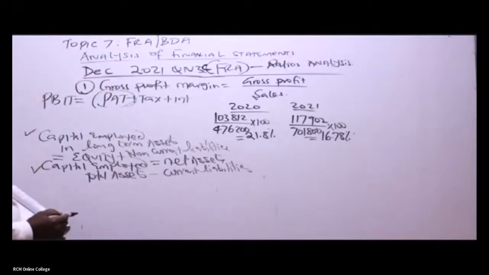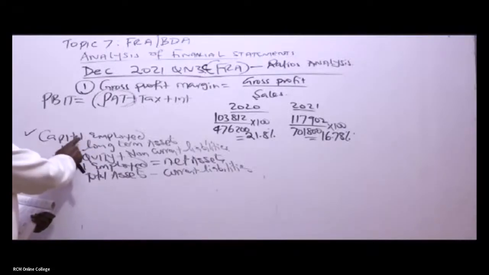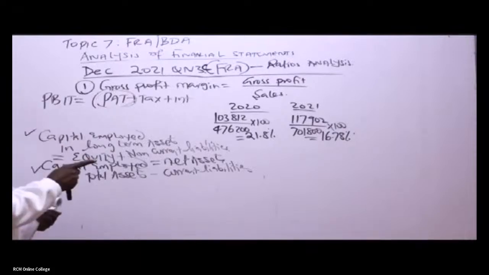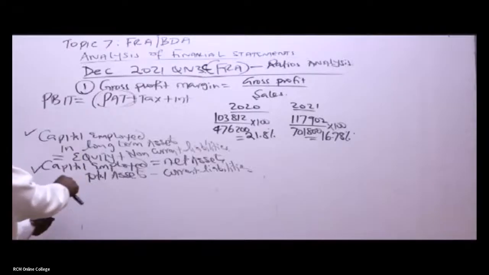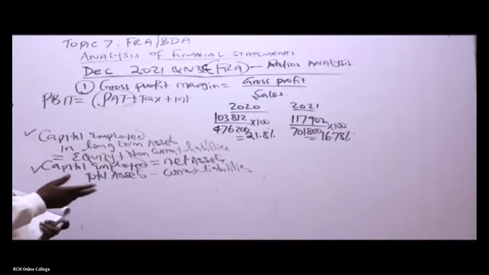Yeah, total assets minus current liabilities. And you must know both of them. Now the question that we're doing here, there's no way you can use the first approach. Most of the questions will require you to use the first approach. This question wanted us to use the second approach of getting capital employed, which is the same as net assets, which is total assets minus current liabilities.